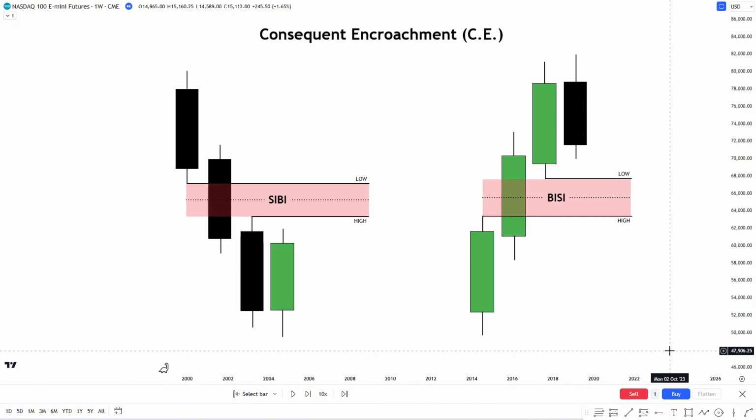So now the next thing we're going to be covering is what is consequent encroachment, or CE for short. Consequent encroachment of a fair value gap is simply 50% or the midpoint of a fair value gap. Here you can see this with this dotted line right here. So now with the consequent encroachment level, you might be wondering, how do we implement this into our trading?